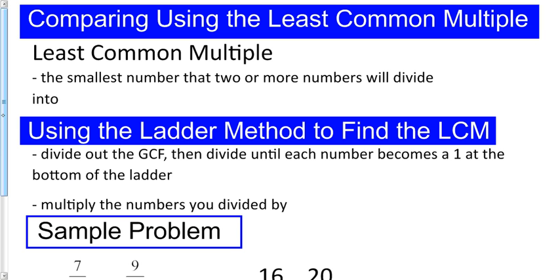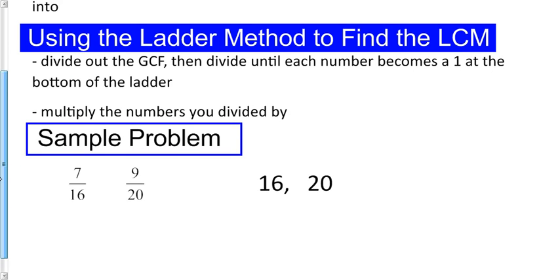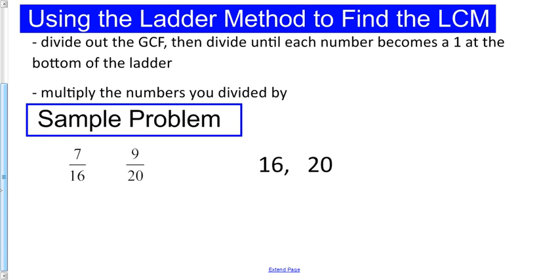We can use the ladder method to find the LCM. We're going to divide out the GCF and then divide until each number becomes a 1 at the bottom of the ladder. Finally, we'll just multiply it by the numbers we divided by to get the LCM. So let's say I wanted to compare 7/16 and 9/20, and see which was larger and which was smaller, and I wanted to use the LCM to help me do that so I could rewrite the fractions with the same denominator, making them easier to compare.